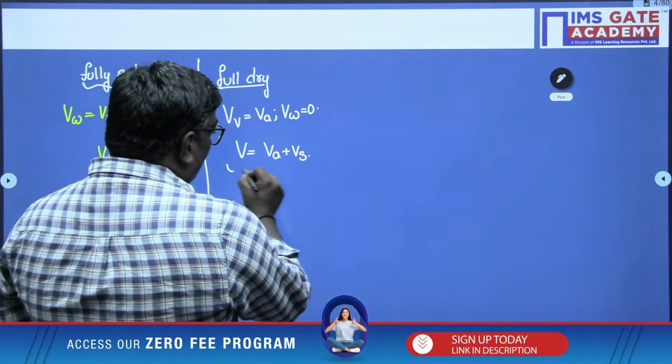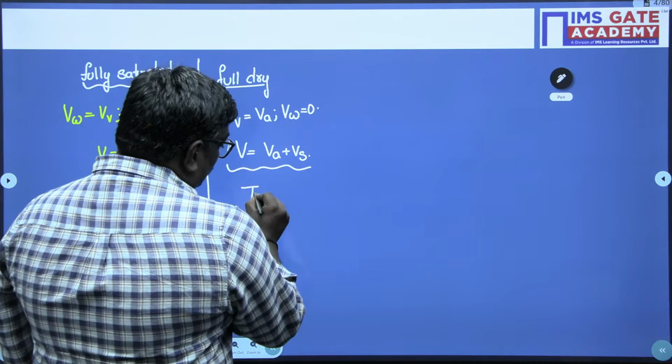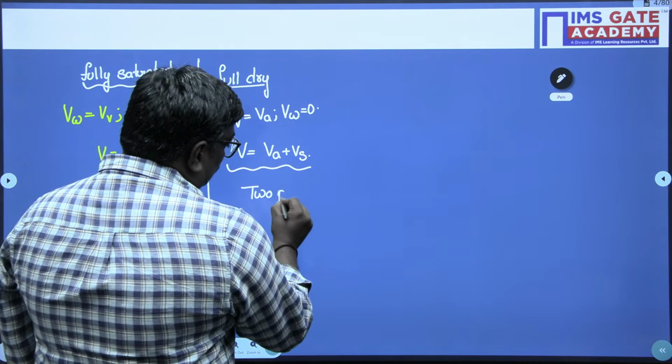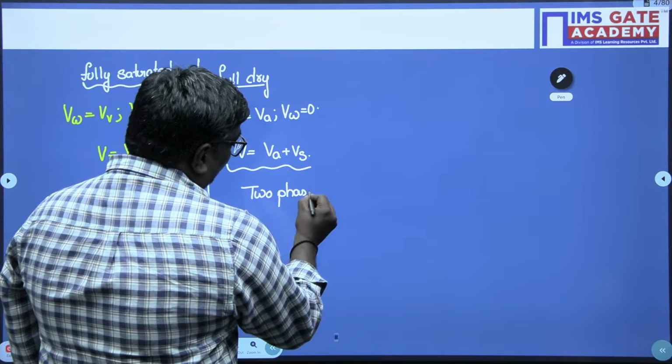So here, how many constituents are there? Two constituents are there. So soil can be represented as a two-phase system.